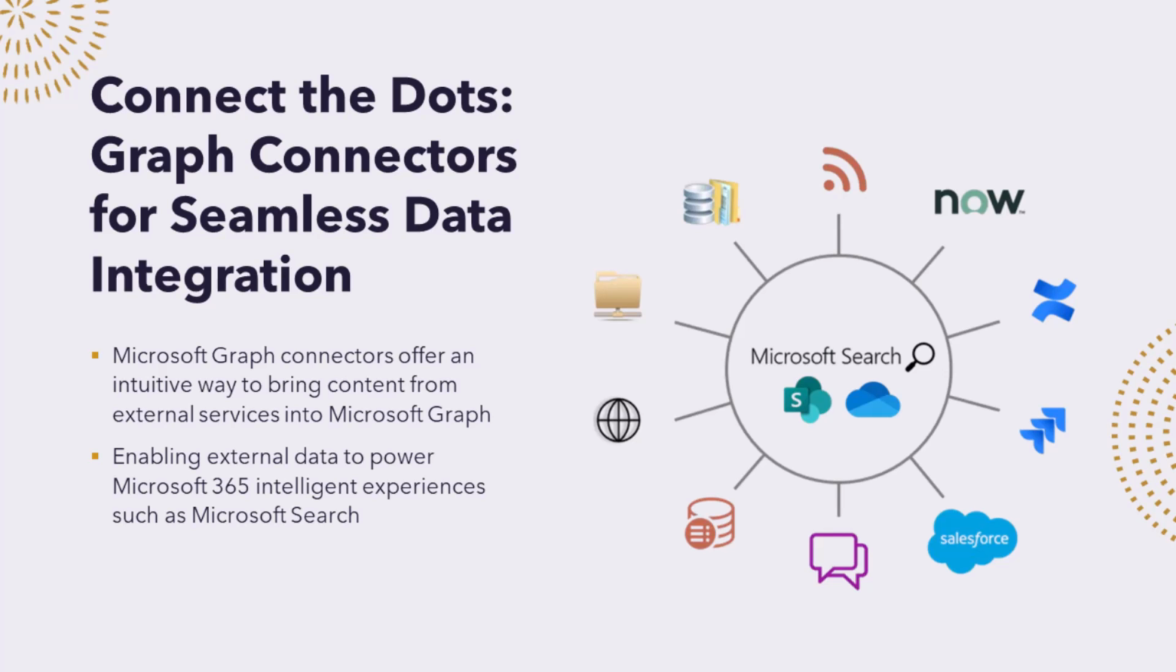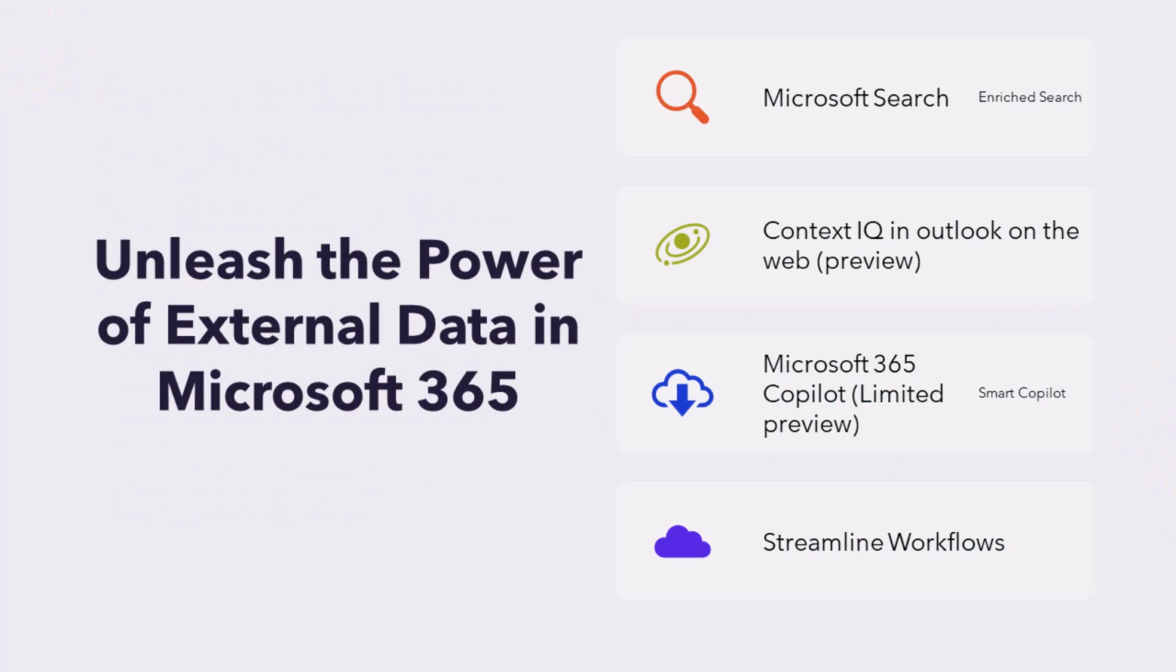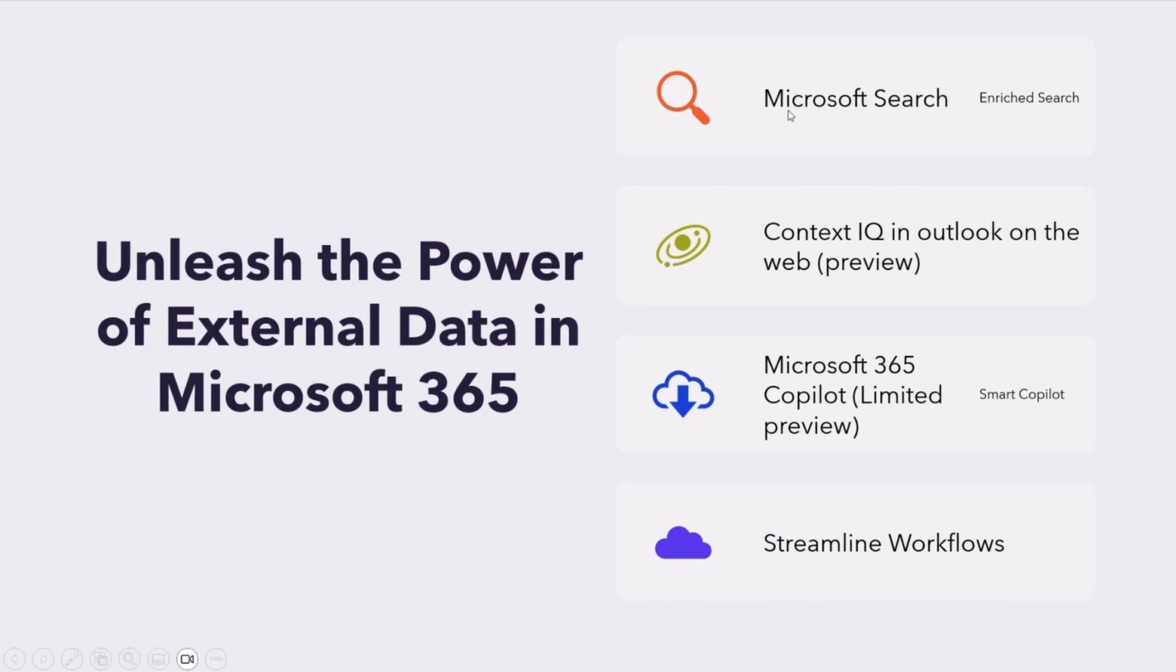It lets you bring the content from your external data sources into Microsoft Search, and then Microsoft Copilot comes into play as well. So this is what Microsoft Graph Connectors are all about: they let you bring external data into Microsoft Search. Now the benefits are, yes, you'll be able to make use of intelligent Microsoft Search. You'll be able to search your external data right from your Microsoft 365 platform.